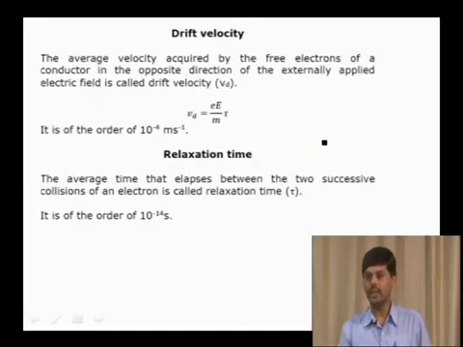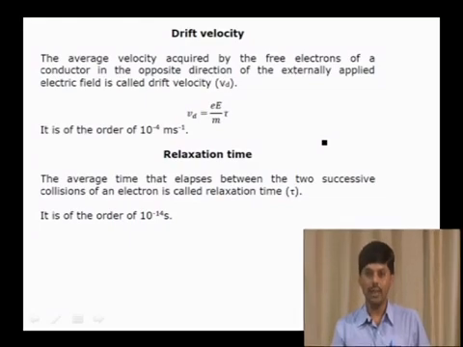Drift velocity. The average velocity acquired by the free electrons of the conductor in the opposite direction of the externally applied electric field is called drift velocity. It is given by Vd is equal to eEτ divided by m, where e is the charge of the electron, E is the electric field, m is the mass of the electron, and τ is the relaxation time. The order of the drift velocity is about 10 raised to minus 4 meter per second.